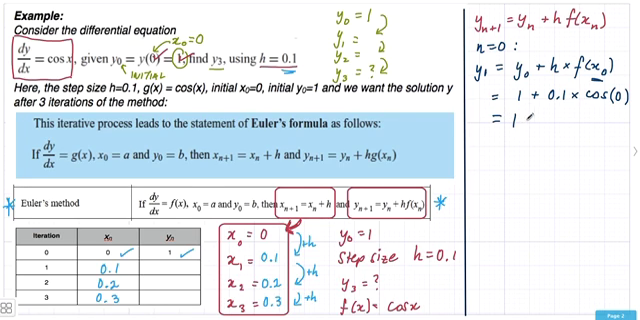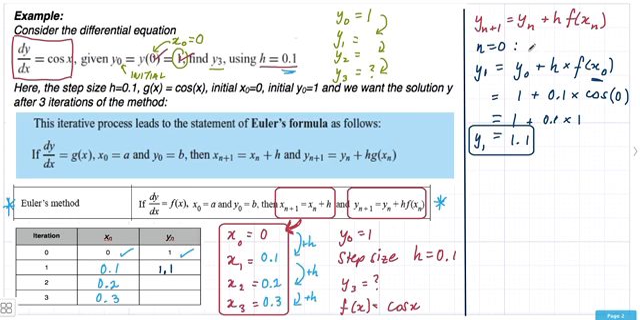So what we can do now is figure out what this is. 0.1 times cos of 0 is 1. So this is going to be 1 plus 0.1, so 1.1. So what that means is we've actually found our first solution up. We already had one set of points given to us. We've now found our next one. y equals 1.1 is the next solution up.